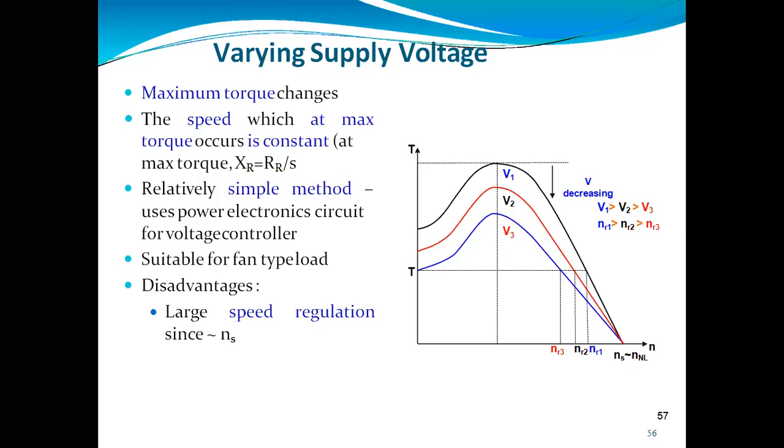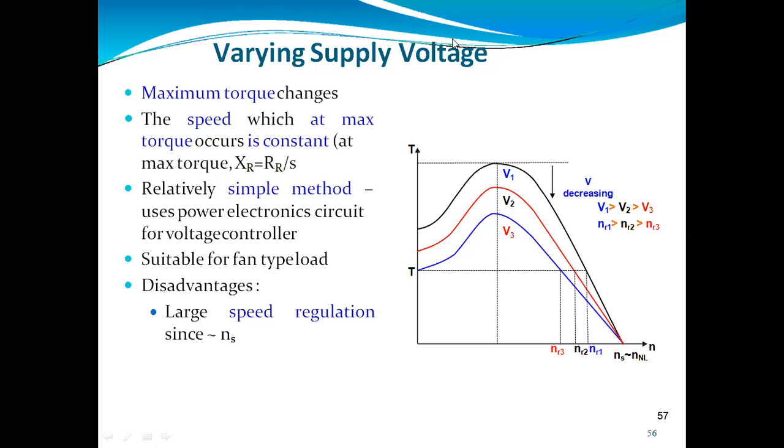If we are changing the value of supply voltage, there will be a change in torque, because torque is directly proportional to E2 square. So if we are changing the voltage, the maximum torque changes, and the speed at which you will get maximum torque. You will get maximum torque when the value of reactance is equal to RR upon slip. So there you will get the speed that will be constant, because here we get the maximum torque value.